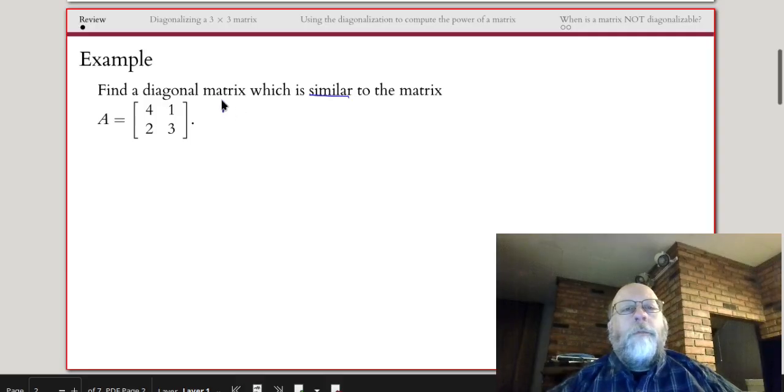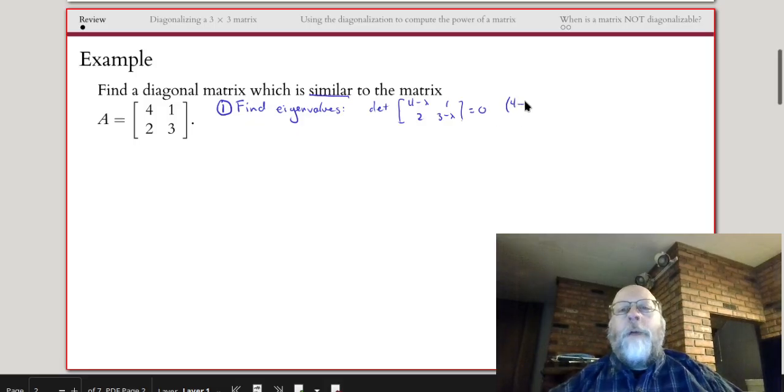So we're going to find the eigenvalues. That means we're going to subtract lambda from the diagonal: 4 minus lambda, 1, 2, 3 minus lambda. Take the determinant and set that equal to 0. That gives us (4 minus lambda)(3 minus lambda) minus 2 equals 0.